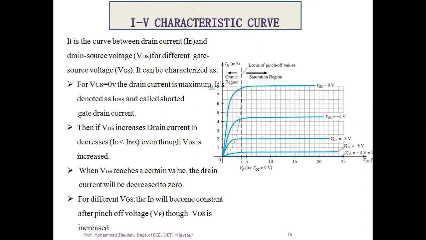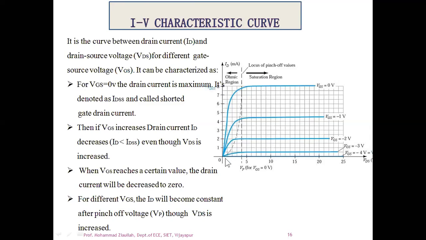Now looking into the VI characteristics curve here, it is again operated in two regions. One is the ohmic region, another is the saturation region, and this graph is drawn as ID versus VDS. Now what we have explained in the previous two cases: for the first case, if the gate source voltage is zero, then there will be a huge current, or we can say a maximum drain current.